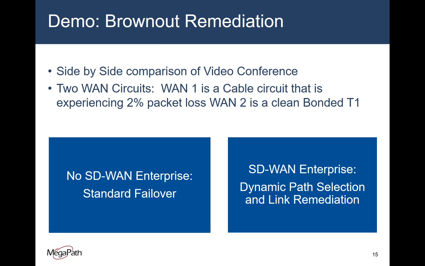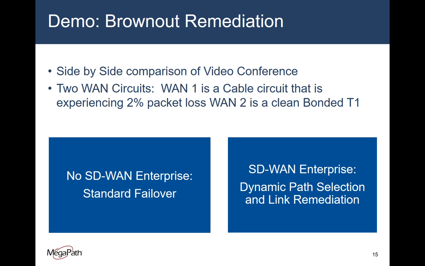And last but not least, I wanted to do a quick demo for you. Michael mentioned brownout remediation earlier, and I really want to hit home the fact that with SD-WAN, there's no such thing as a primary or secondary. Sure, if you've got a wireless circuit, we could build it to where that only kicks in should your wired circuit fail. But in this scenario, we're going to highlight a cable circuit that's experiencing 2% packet loss and the effect that that's going to have on a video conference.